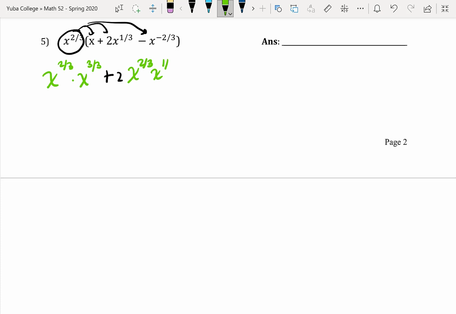Okay, so adding our exponents, here we would have x to the 2/3 plus 3/3, this is 5/3, plus 2 times x to the 2/3 times 1/3, that's 3/3. Well, 3/3 is just 1, so just 2x. Minus x to the 2/3 times x to the negative 2/3. 2/3 minus 2/3, that cancels out to 0. So this is x to the 0 power. So this gives us x to the 5/3 plus 2x, and then x to the 0 power is 1, so minus 1.